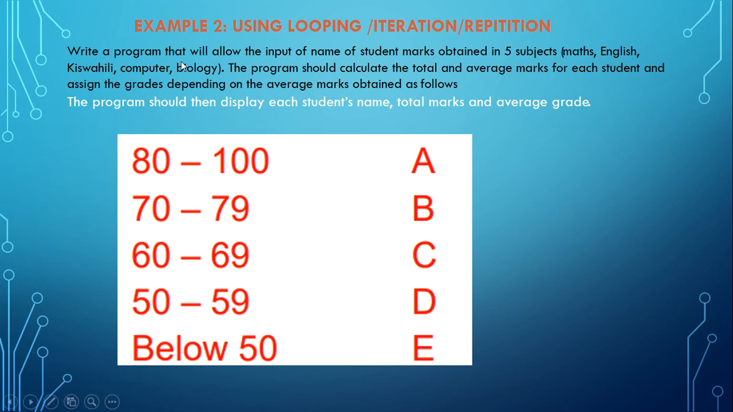So write a program that will allow the input of the name of the student and marks obtained in 5 subjects: Maths, English, Kiswahili, Computer, and Biology. The program should calculate the total and average marks for each student and assign the grades depending on the average marks obtained as follows. The program should then display each student's name, total marks, and average grade.